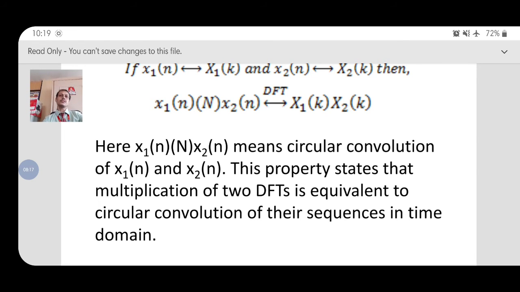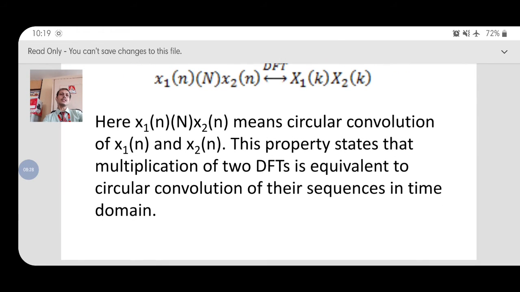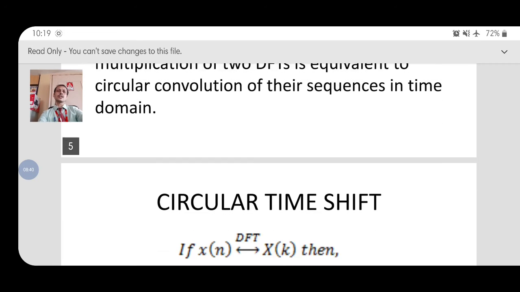The statement is here x1 of n, x2 of n with capital N in between, which means it is circular convolution of x1 of n and x2 of n. This property states that multiplication of two DFTs is equal to circular convolution of their sequences in time domain. This is called circular convolution.